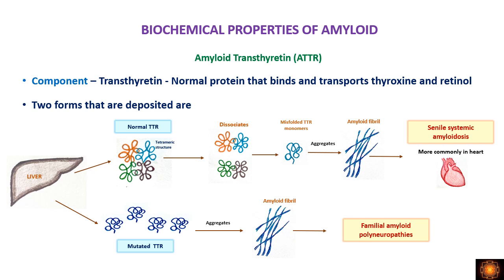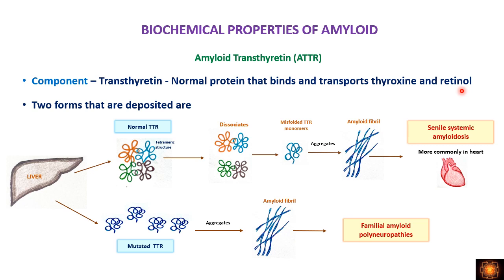Now those three were the major forms. Now we see the minor forms, which is amyloid transthyretin. Here the protein which is deposited is transthyretin, which is a normal protein that is useful for transporting thyroxine and retinol. So in transthyretin, trans stands for transporting, thyre stands for thyroxine, retin stands for retinol. So this is a protein which transports thyroxine and retinol.